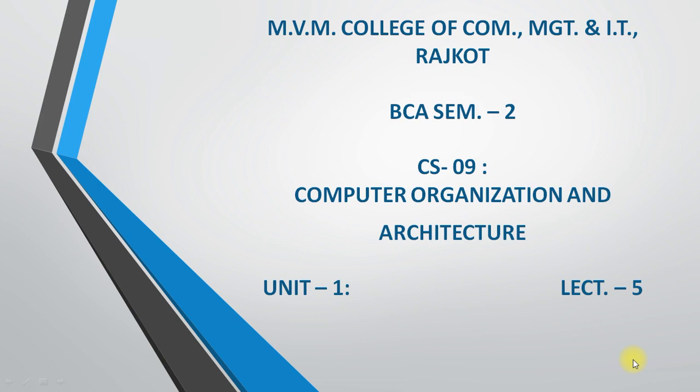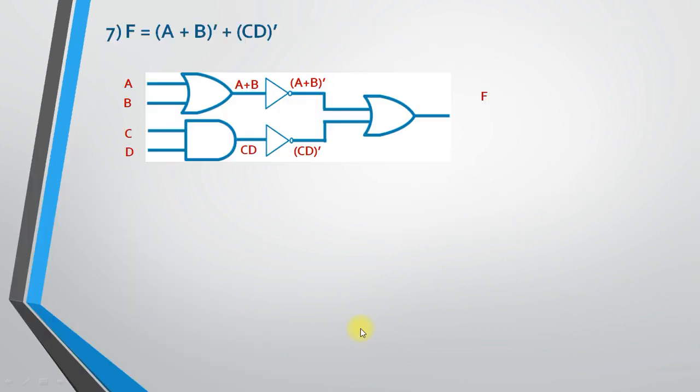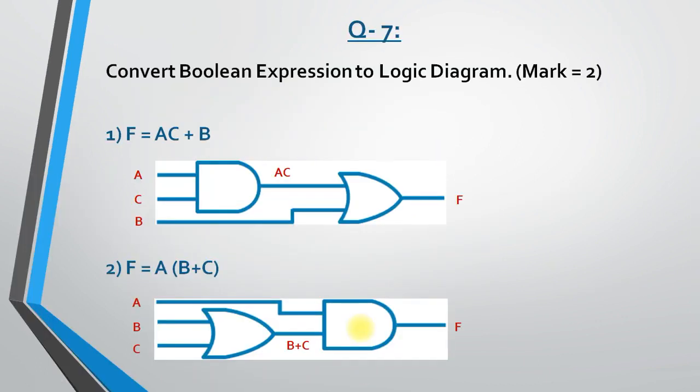I want to repeat that circuit once again because our today's session is based on that circuit only. So let me repeat that slide once again. Question number 7: convert Boolean expression to logic diagram. The weightage of this particular question is 2 or 3 marks.